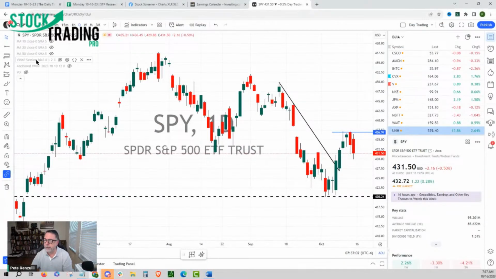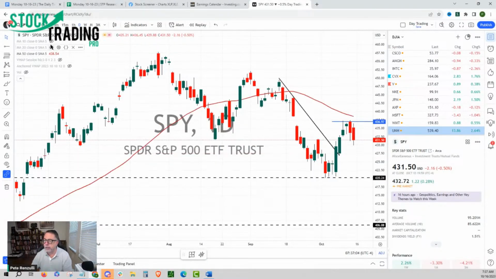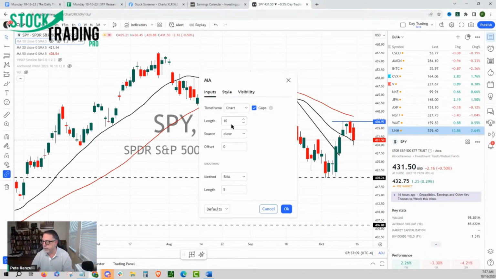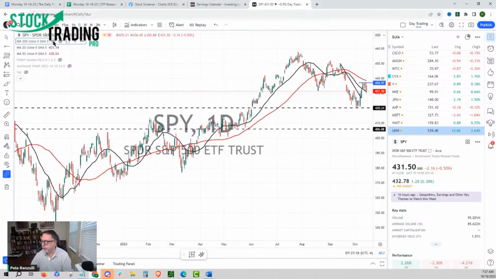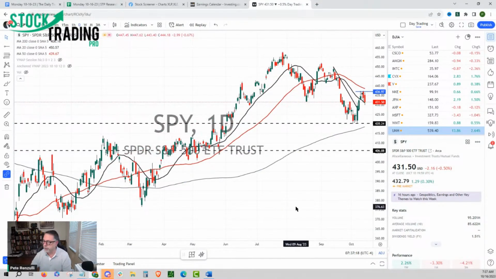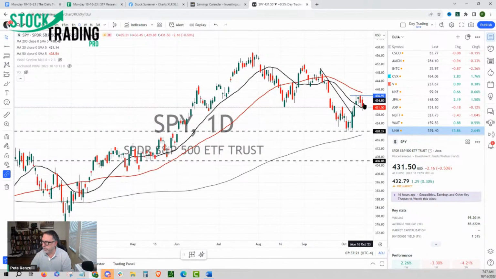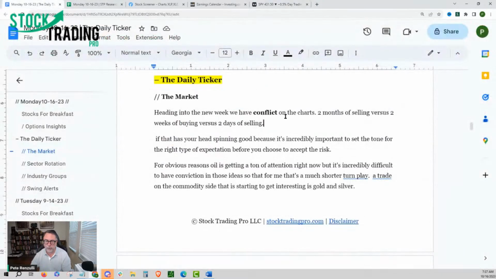So if we take a look at that on the charts and pop in the 50 period moving average, the 20 period moving average, and then, you know what, let's put the 200 in there just for the sake of this conversation. If we zoom out, you can see that we have a mixed picture. Price action closed right at the 20, below the 50, but above the 200. Now, that's what we call conflict. Okay, this is very important, and I'd really like for you to write this down.